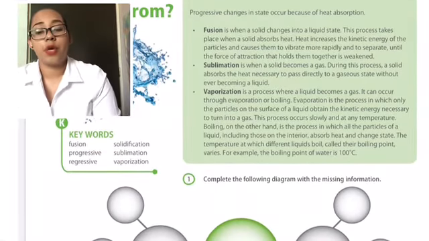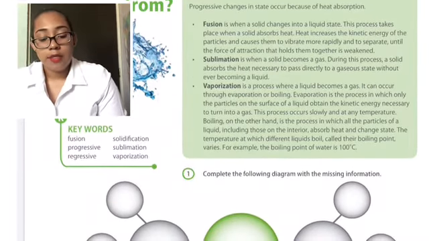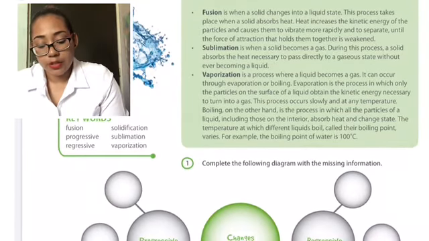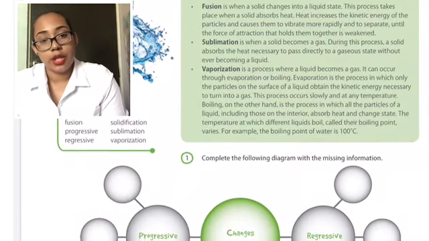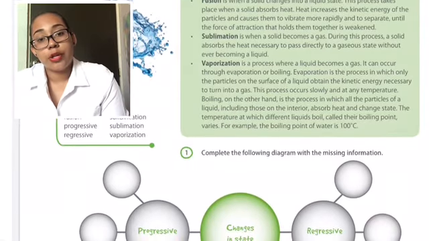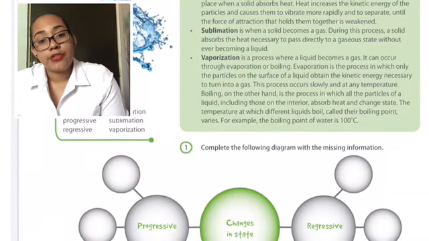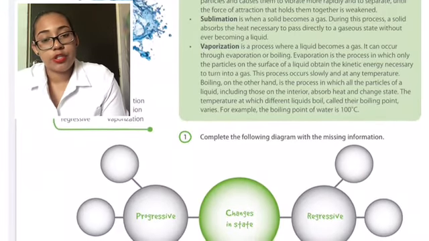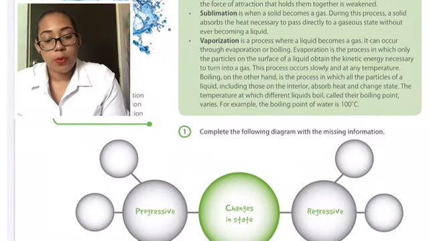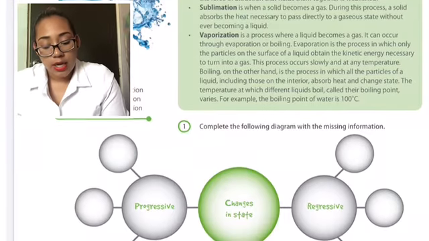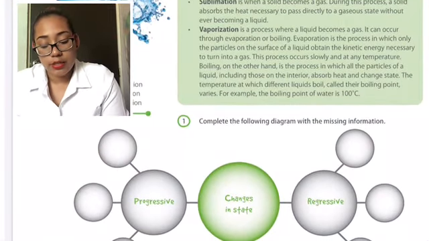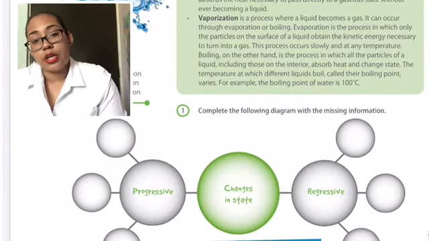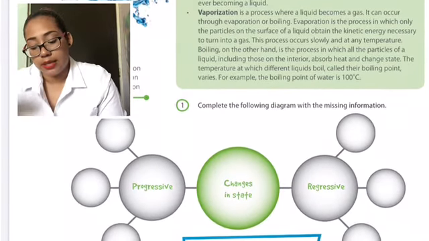So now you observe there are different types of progressive changes. The progressive changes are fusion, sublimation, and vaporization, according to each state of matter. You see that a solid can change into a liquid through fusion. Sublimation is when the solid becomes a gas, and vaporization is when the liquid becomes a gas.